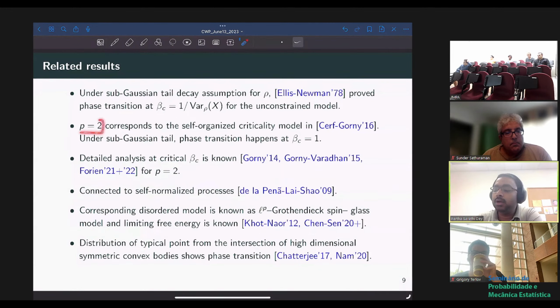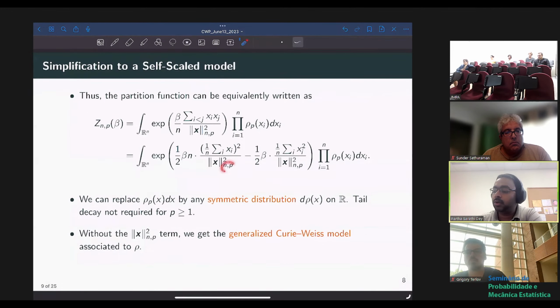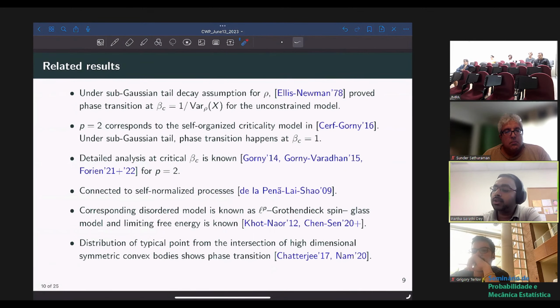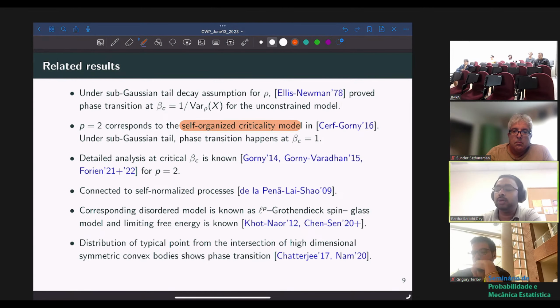Now, if we consider p equal to 2, which is the case where there's a scaling, this quantity is just 1 over n summation of xi squared. That corresponds to the self-organized critical Curie-Weiss model introduced by Sarf and Gorny in 2016. They also showed that if we assume a sub-Gaussian tail, meaning the tail decays like e to the power minus some constant times t squared, so the probability that mod x is bigger than t decays faster than Gaussian, then the phase transition happens at beta c equal to 1.